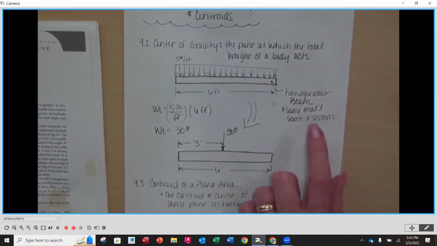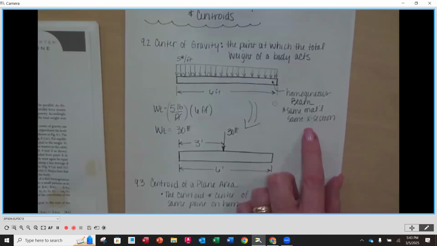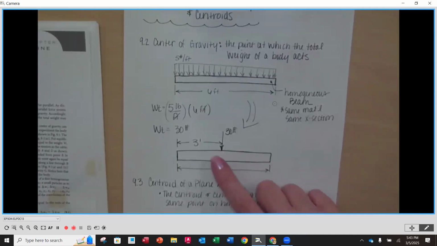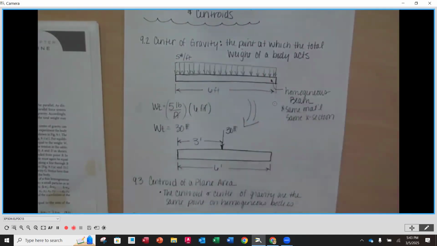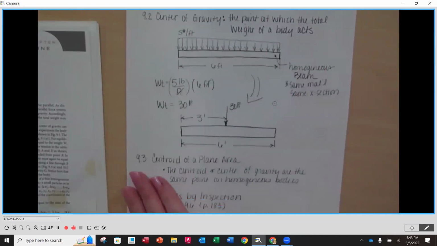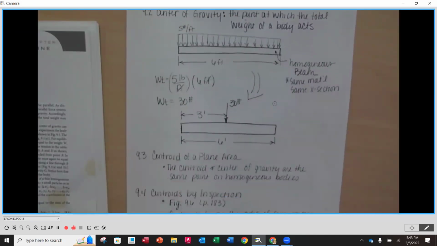Now this only works when we have what we call homogeneous beams. That means that it's the same cross-sectional shape, and it's the same material throughout the full 6 feet. Then we can put this equivalent load here. Now, when we have shapes that aren't easy to find, then we're going to have to learn a process, and that's what we're going to be working on today. So this is kind of easy stuff, but it's an overview, a peek at what we can do with centroids and centers of gravity.